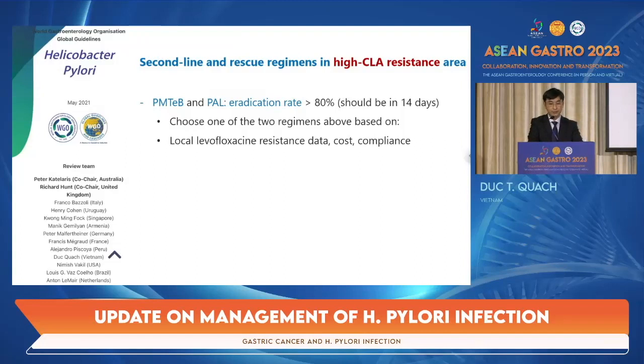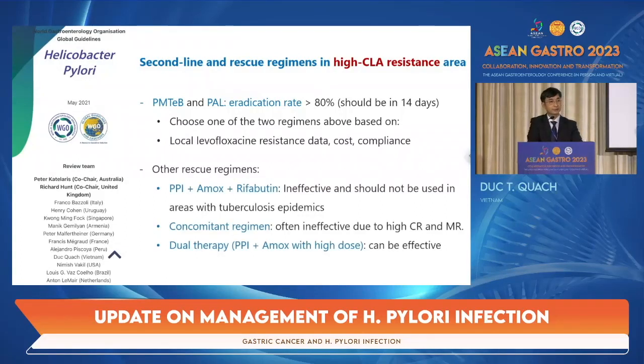Generally, there is some information regarding the success rate of other rescue regimens. PPI, amoxicillin, and rifabutin, even though recommended as rescue therapy in Western countries, should be used very carefully, especially in areas with TB prevalence and epidemic. Concomitant therapy is often ineffective due to high clarithromycin and metronidazole resistance rates, as we showed in the first part of this talk. Dual therapy may be effective, but there are conflicting results across studies in different countries, so I think we should base it on local studies.